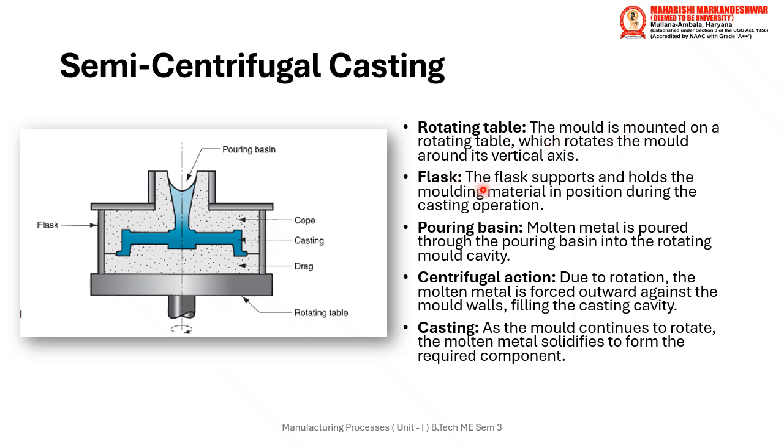Now we have the flask. It supports and holds the molten material in position during the casting process. Now the pouring basin is the molten metal pouring through the pouring basin into the rotating mold cavity. Then you have the centrifugal action. Due to the rotating, the metal forces outwards against the mold walls, so filling the mold cavity. Then the casting is being done. As the mold rotates, the molten metal solidifies to form the required component.